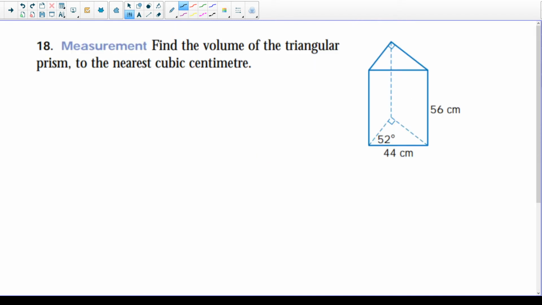So moving on. Find the volume of the triangular prism to the nearest cubic centimeter. So this was one I was wondering if it would throw you off a little bit. There are multiple ways of solving this one. So the first thing I'm going to do is I'm going to just draw this triangle, this right angle triangle here.